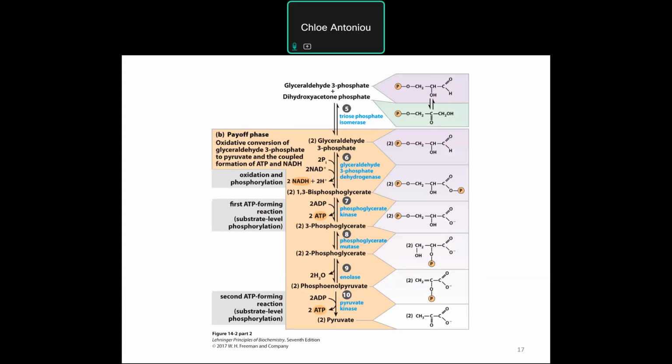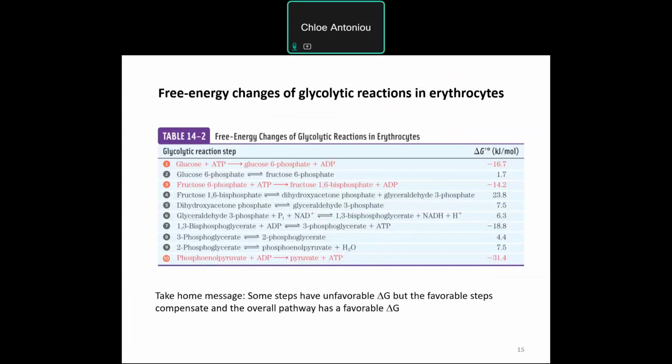Yes. For these slides, all steps 1, 3, and 10 as well? Exactly, they're the same as here. 1, 3, and 10. And all you need to know is the name of the enzyme, hexokinase, phosphofructokinase, pyruvate kinase, the reactant, and the product. And you will see as I go along why they will become important.